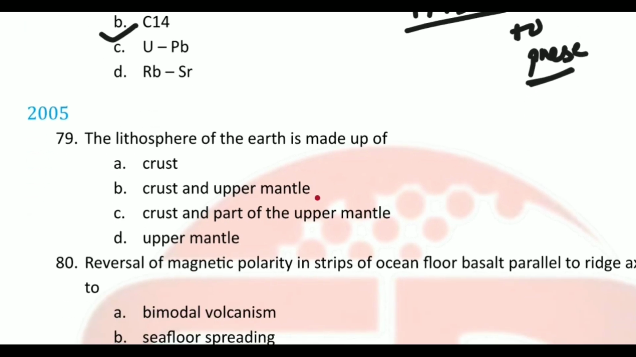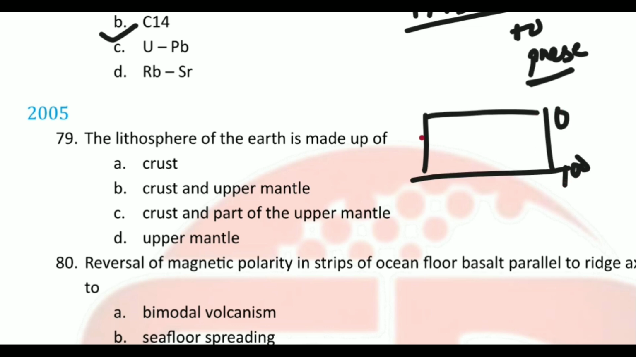The lithosphere of the Earth is made up of what? It extends from 0 to 100 kilometers. It consists of the entire crust, up to 35 kilometers, and then the upper part of the upper mantle. So the crust and part of the upper mantle.